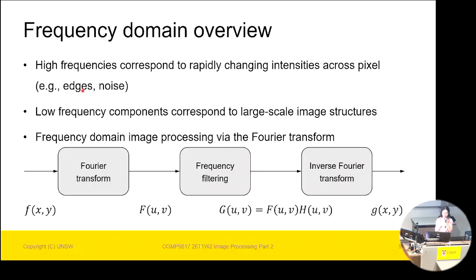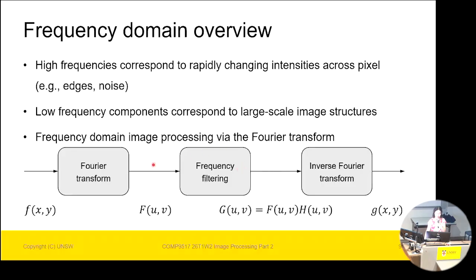And the edges are where you go from maybe the background into the object. So there should be a clear change in intensities, and that gives you higher frequencies. A low frequency corresponds to large scale image structures. That can be either foreground or background. If you have a really smooth foreground of an object, like the chair, the chair itself is pretty smooth. So those regions should be quite low frequency.